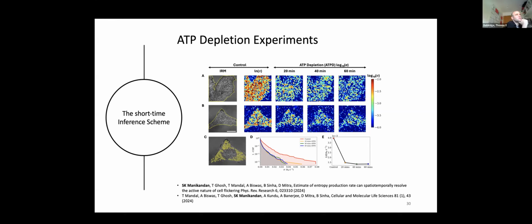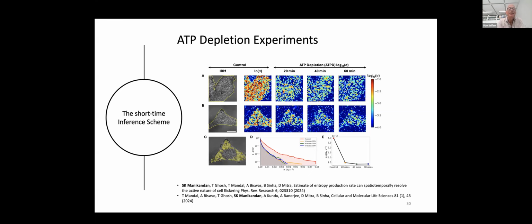So but is that right? Is it somehow saying this is the minimum entropy production you need to see this kind of dynamics? I think so, if I understood your question correctly. Okay, that's fine.